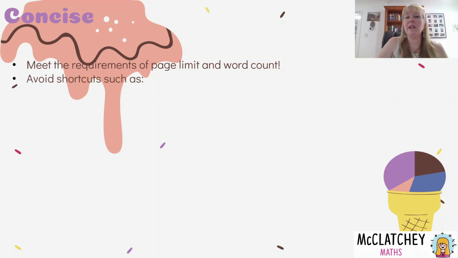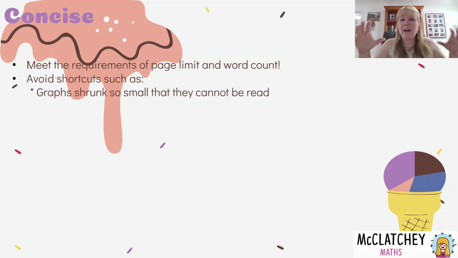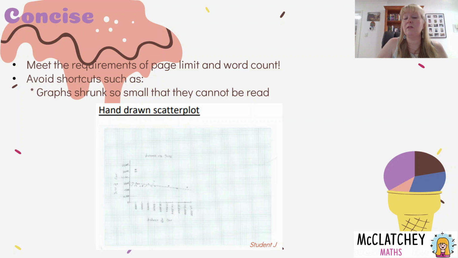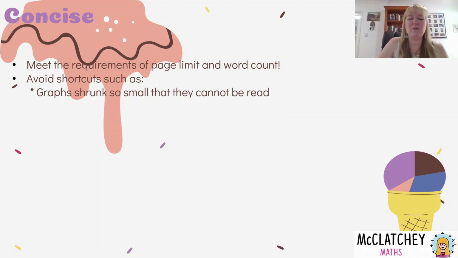So we can avoid some certain shortcuts though. A lot of us think that if we shrink our graphs really small, then we're going to be able to fit everything into the 10 pages. And then what we end up with is graphs that you can't read. And so that affects our solve results and also our communication results to some extent because it's not concise. I can't read that. I'm pretty sure you can't either. That's the actual size it was in the assignment. It's kind of pointless really. So don't shrink your graphs like that. Okay, make sure they're the right size that people can read them.